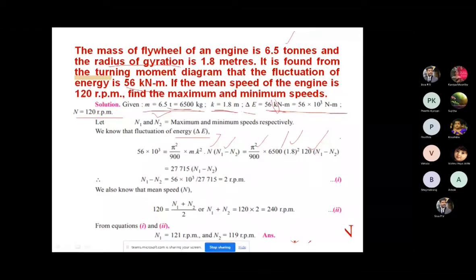Now simplify; take the calculator and type pi square divided by 900 into 6500 into 1.8 square into 120. After simplifying you will get 27,715 into (N1 minus N2). So 56 into 10 power 3 equals 27,715 into (N1 minus N2). If you want N1 minus N2, bring that to the other side, so it is 56 into 10 power 3 divided by 27,715.